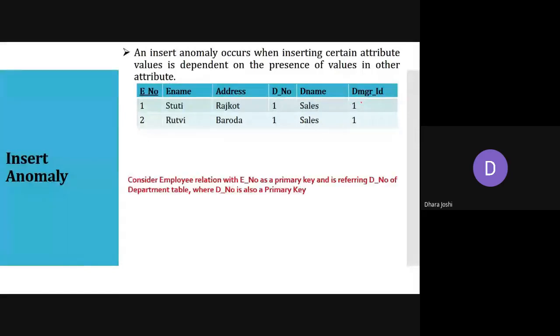Consider the employee relation with employee number as a primary key. We know that because here, next to employee number, we are having a solid line which denotes that it is a primary key, and it is referring to D number. Okay, but this we'll see in the later part. But in this table, we are having enrollment number as a primary key.